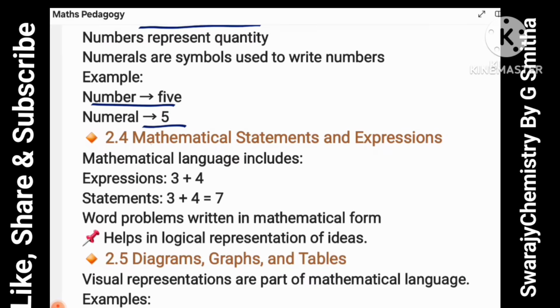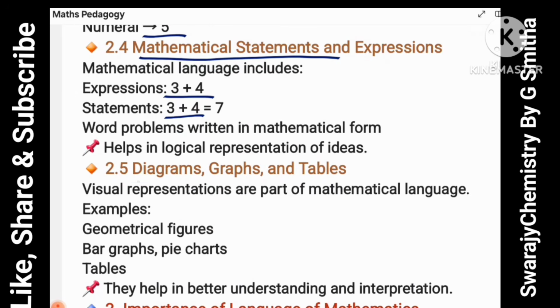Our next component is mathematical statements and expressions. Mathematical ideas are expressed through expressions like 3 plus 4 or statements like 3 plus 4 equal to 7. Word problems are written in symbolic form. This helps in the logical representation of ideas. So the next component is diagrams, graphs and tables. Visual representations are also an important part of mathematical language. Examples are geometrical figures, bar graphs and pie charts, tables. These visuals help students understand concepts more easily.